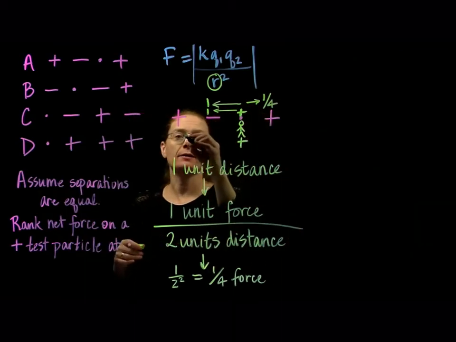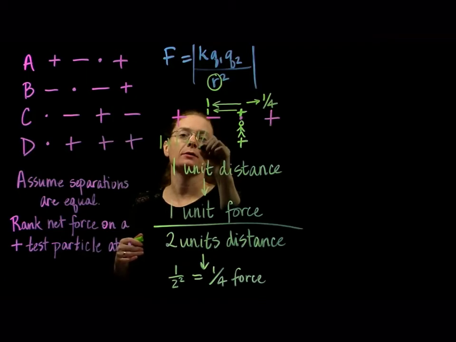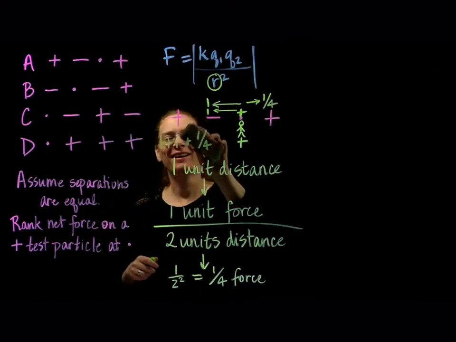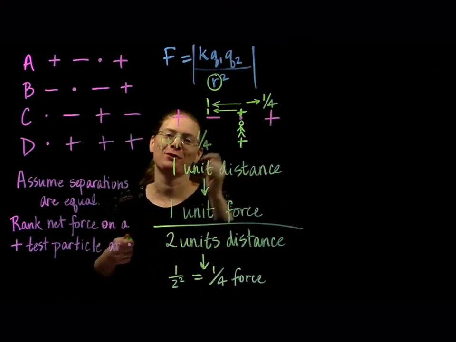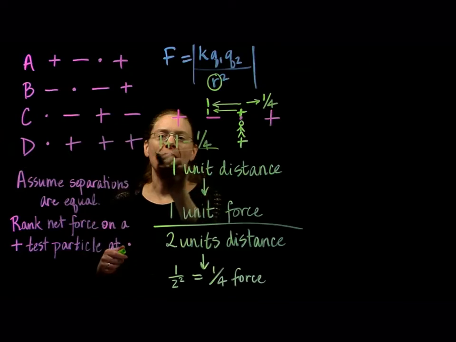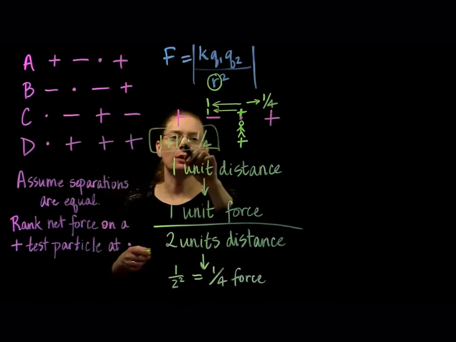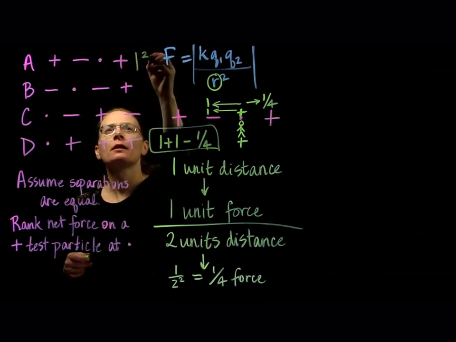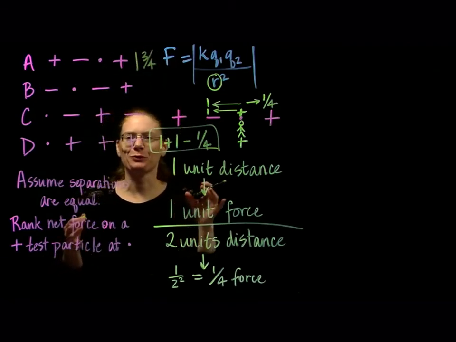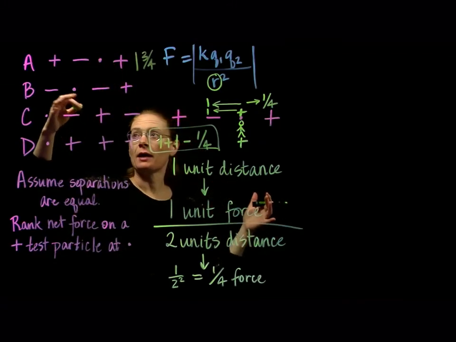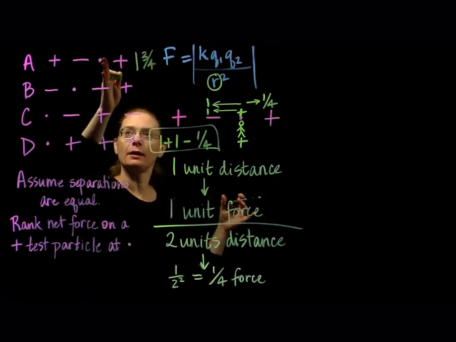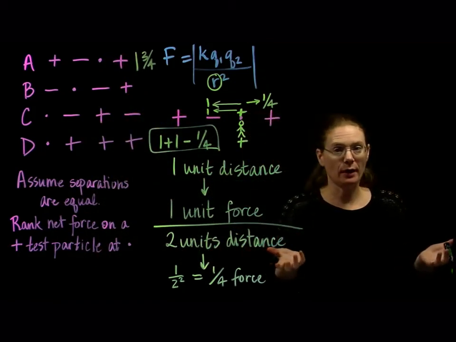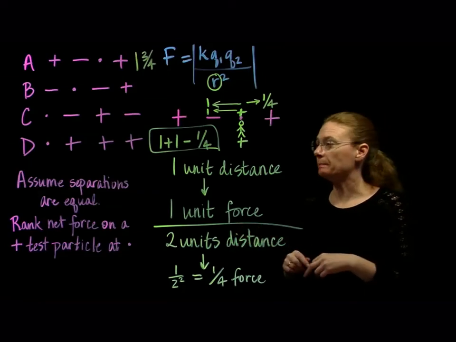So for A, it's going to be 1 + 1 + 1, nope. I just made that mistake, didn't I? Let's try this again. For A, the total is going to be 1 + 1 - 1/4. Well, that's 1 3/4. So A, in this kind of weird little world we've created, the size of the force on a test particle right here is going to be 1 3/4. Now we're going to try it for the other three situations.